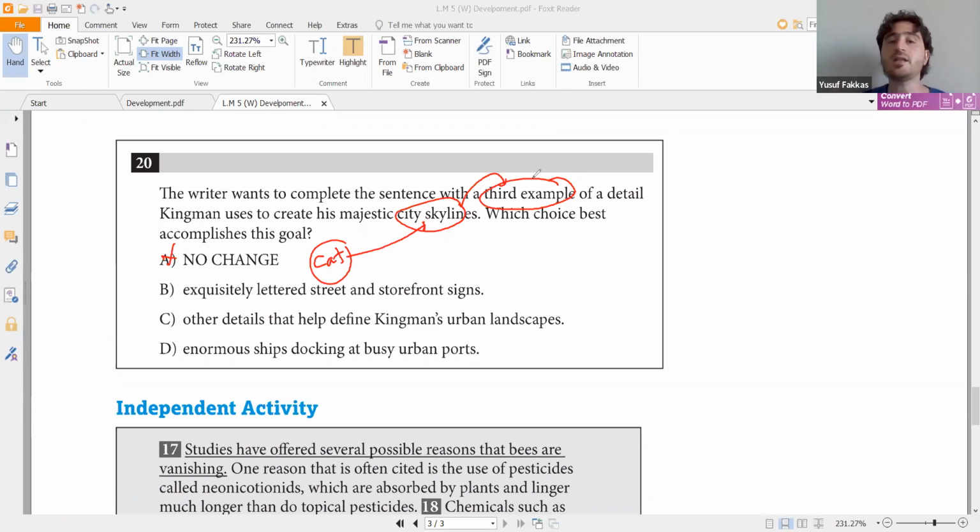So I need something that also appears on the city skylines, in the background of the painting. What is it going to be? Is it B, C, or D? Again, examine the three options, send me your answer on the chat box.